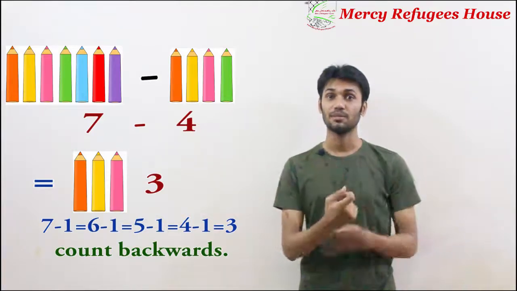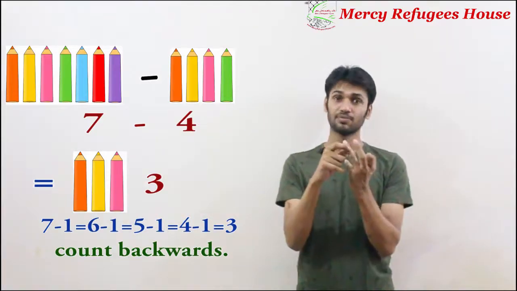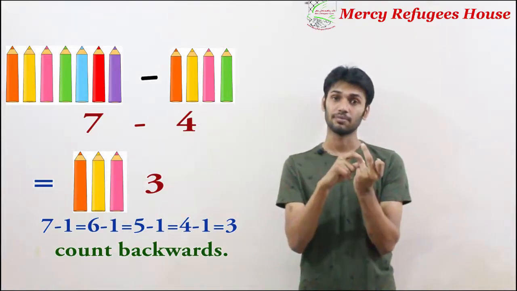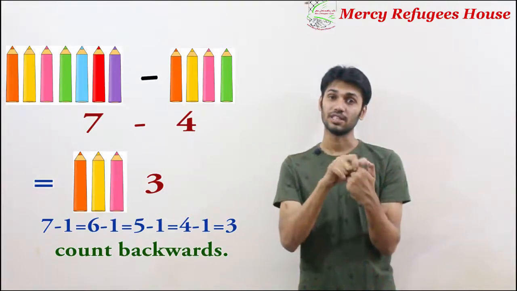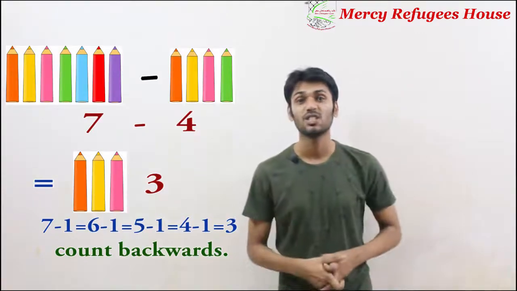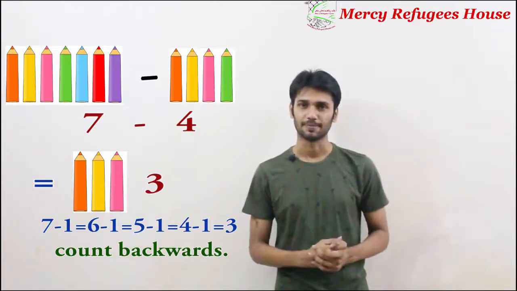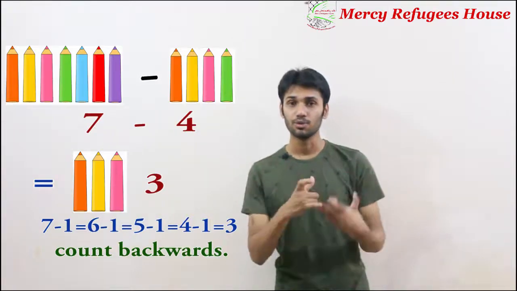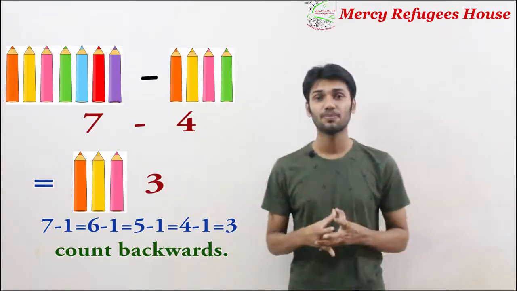So you are counting back. 7 minus 1, 6. 6 minus 1, 5. 5 minus 1, 4. 4 minus 1, 3. This is how you are left with 3 pencils. Or go back counting. So you should practice this as long as the students are not understanding the subtraction method.